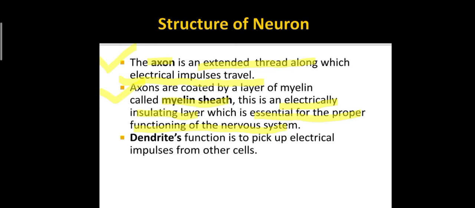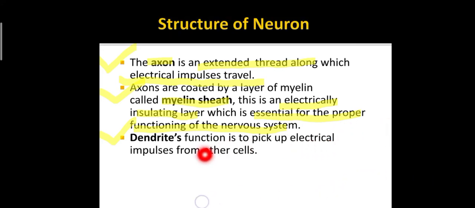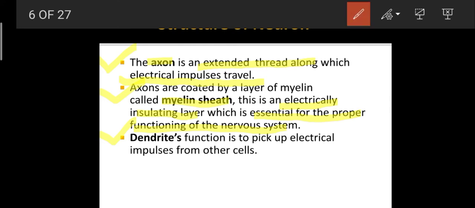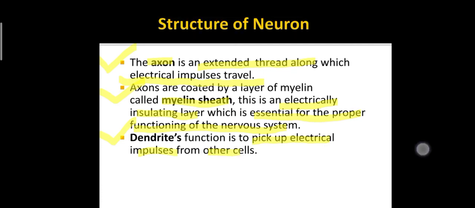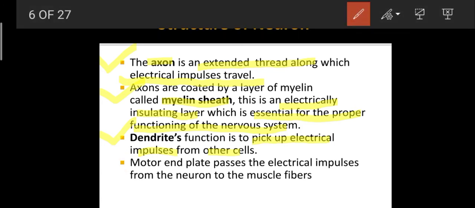What are dendrites? Dendrites are structures that are also found in neurons. The function of dendrites is to pick up electrical impulses from other cells. There is also a structure known as the motor end plate, and it passes the electrical impulses from the neurons to the muscle fibers.